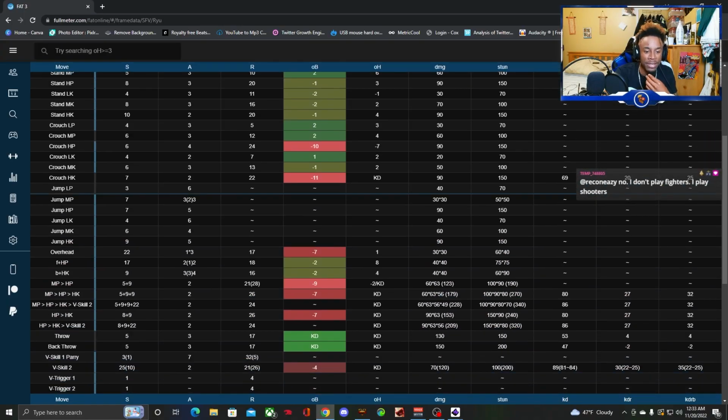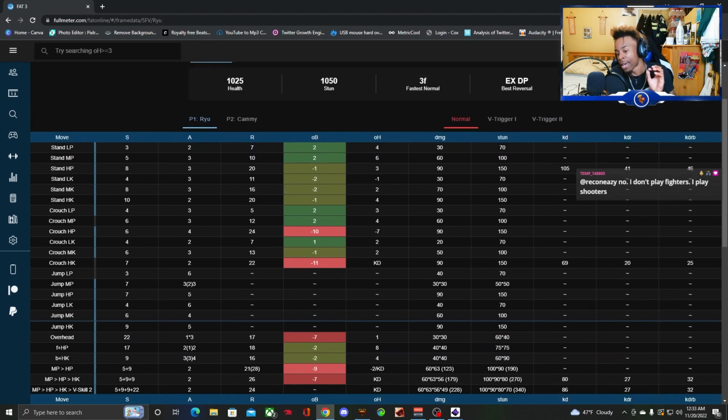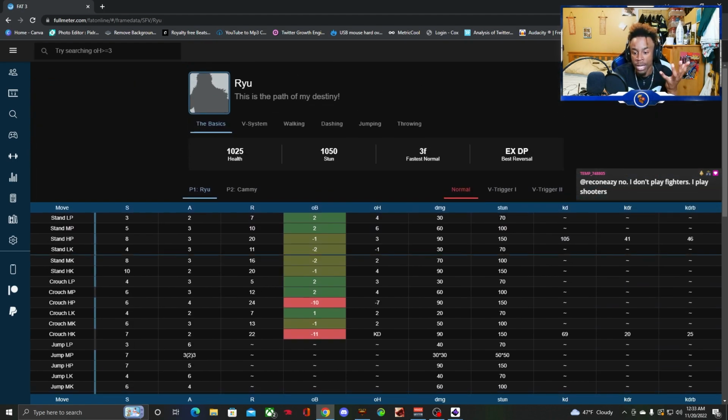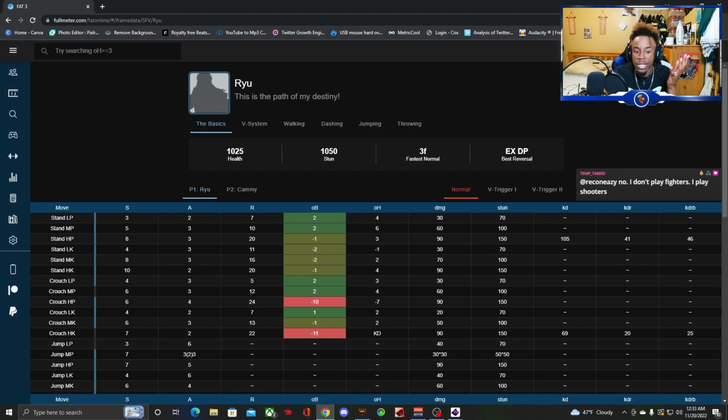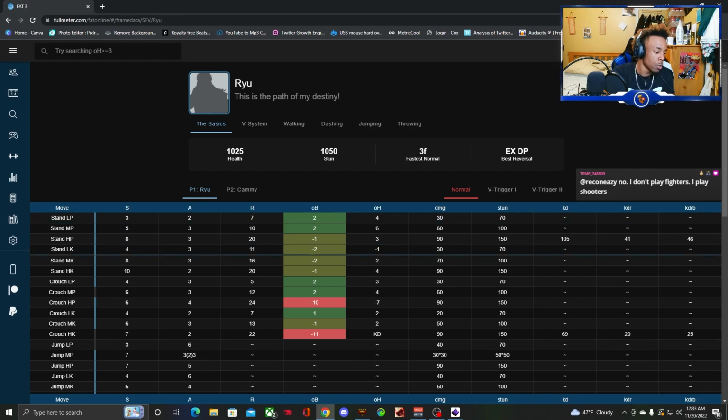That is the basic structure of understanding frame data when looking at these numbers, these color codes, and what each symbol stands for. So hopefully this quick video was found helpful.